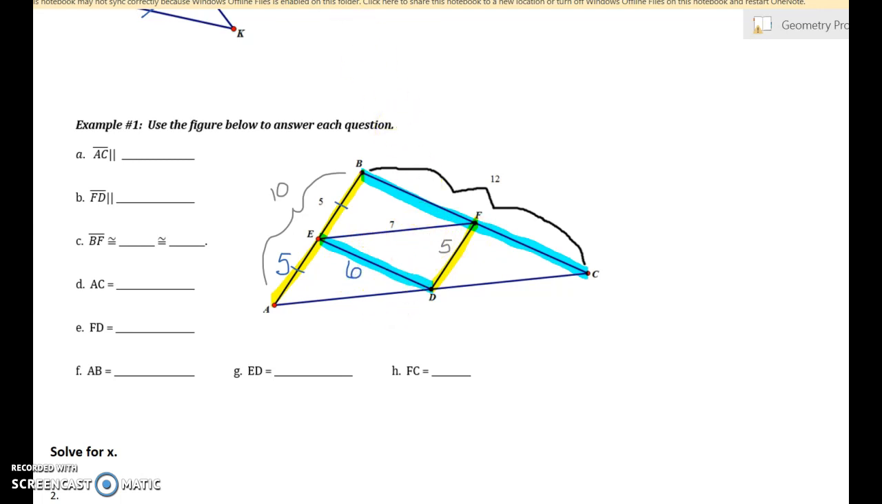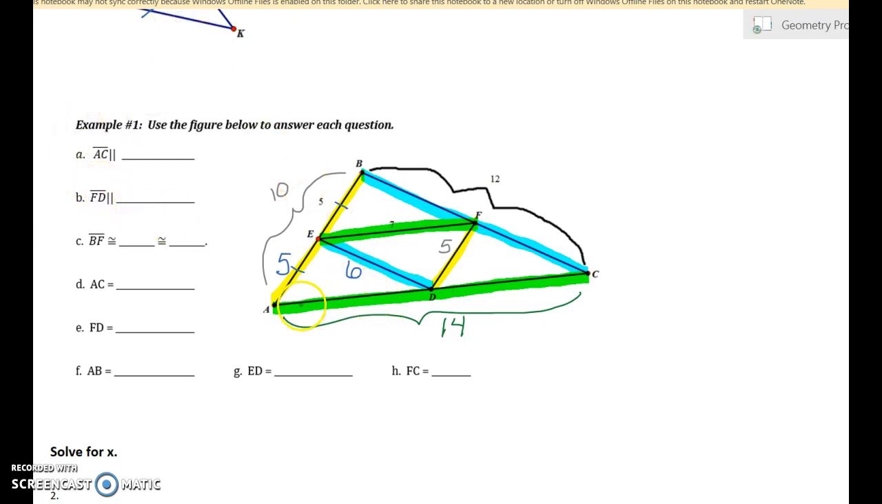And then let's look at the last one. E to F is 7. So this whole thing is the base opposite, not the mid-segment. This whole thing is 14 because it's twice as long. Now we should have enough information. Let's see if we can fill it in.